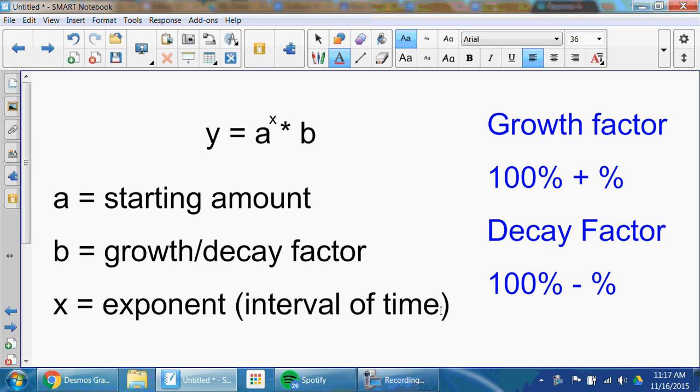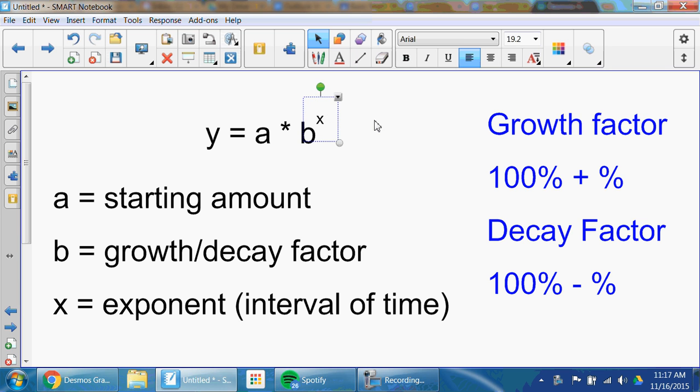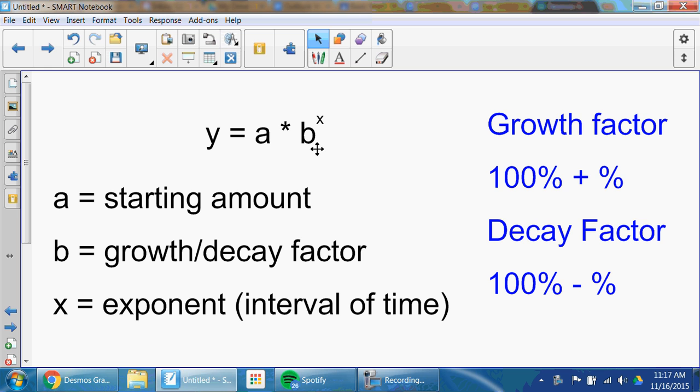This video is about exponential growth and decay. Here is our initial exponential growth and decay equation. It is y equals a times b to the x power, where a is the starting amount, that's given in the story problem, b is the growth or decay factor, and then x is the exponent, which usually is over an interval of time.